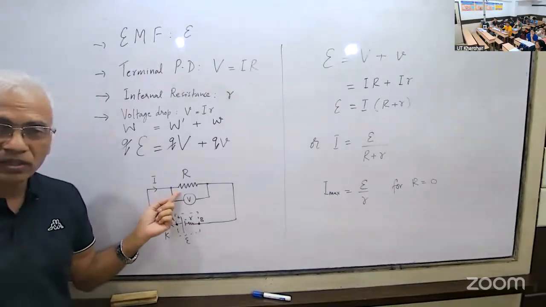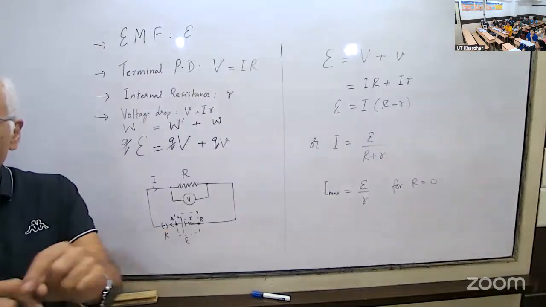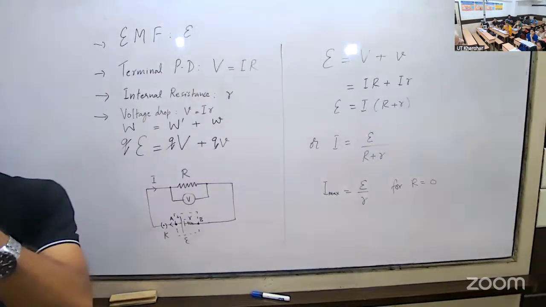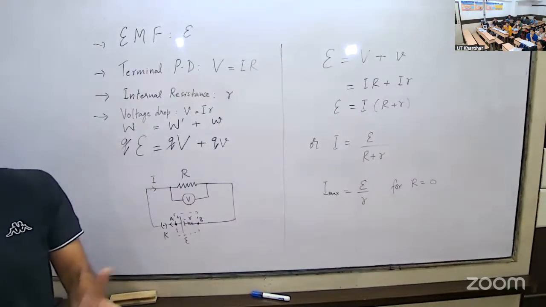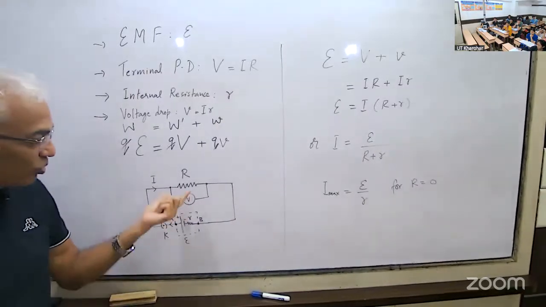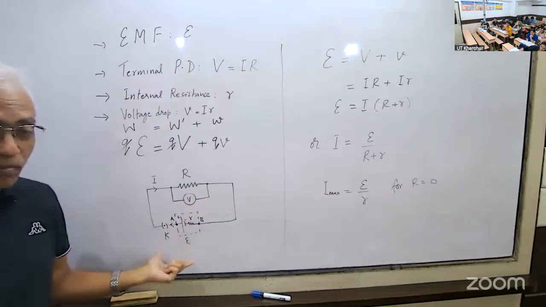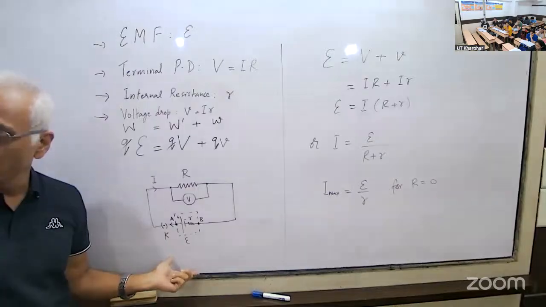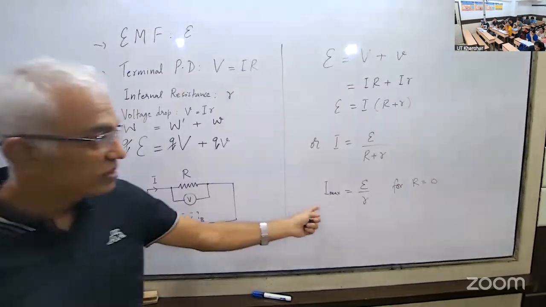The load could be a bulb. You can't just join the two terminals of the cell. That means you're torturing the cell, squeezing current out of it. You have to connect some external load. Otherwise the cell will burn out very fast and be damaged forever. Is that clear? So that's the maximum current possible.